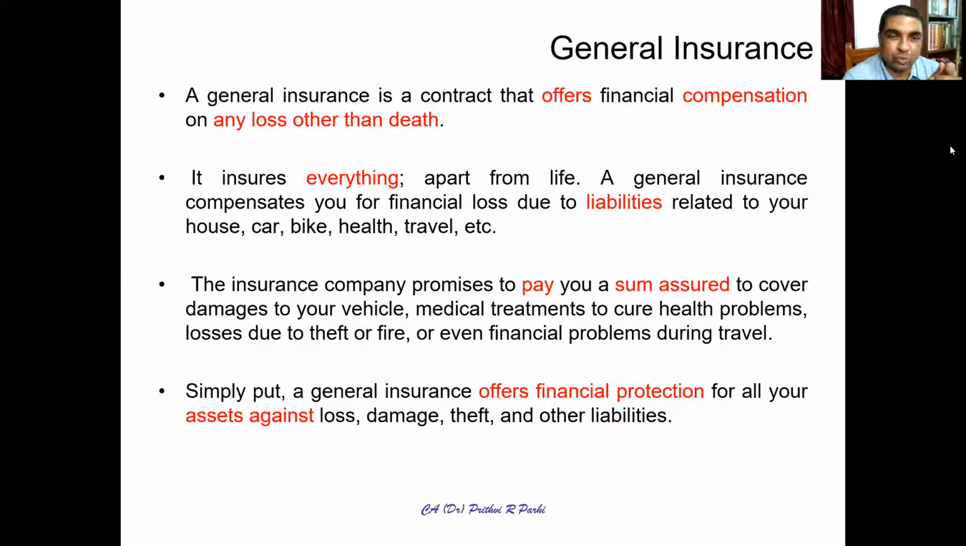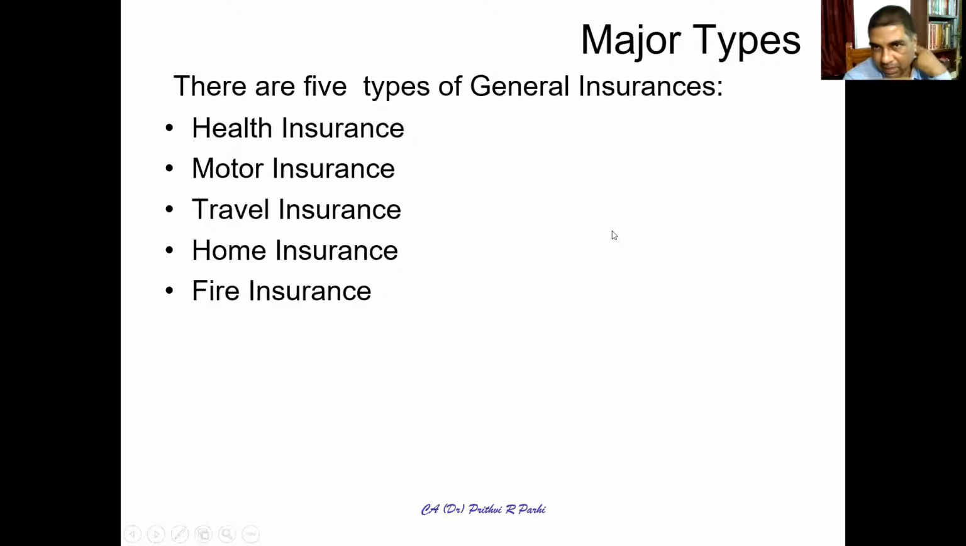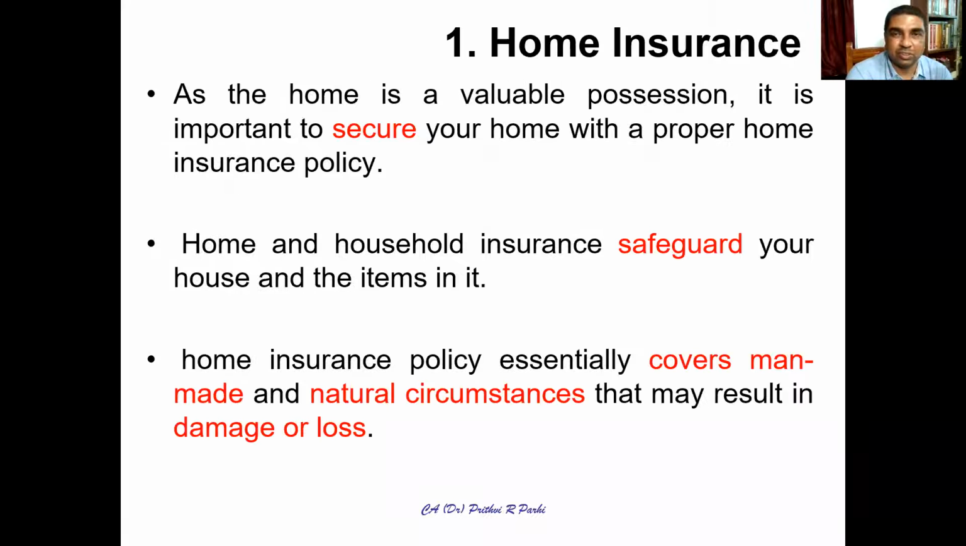Right. So general insurance offers financial protection for all your assets. The loss may be due to damage, to theft, or maybe for some other reasons. So that can be protected. So these are major types of general insurances like health, motor, travel, home insurance, fire insurance. These are the major types. So first, let us see what is home insurance.